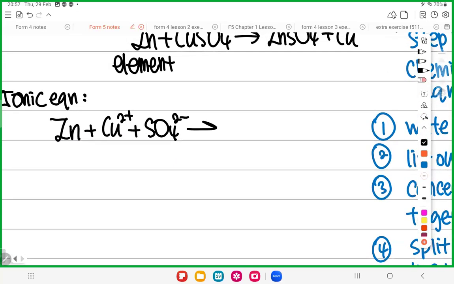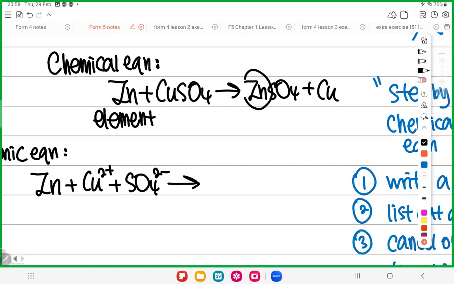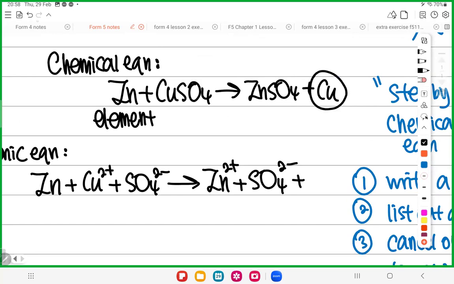Go to the right-hand side, everyone. Right-hand side. What is the charge for zinc over here? Zn2 plus, isn't it? What is the charge for SO4 over here? SO4, 2 minus. Is okay? Okay, last one. What is the charge for copper here?